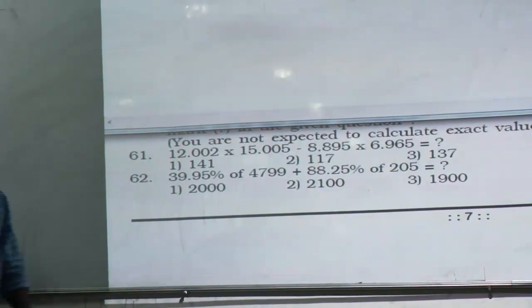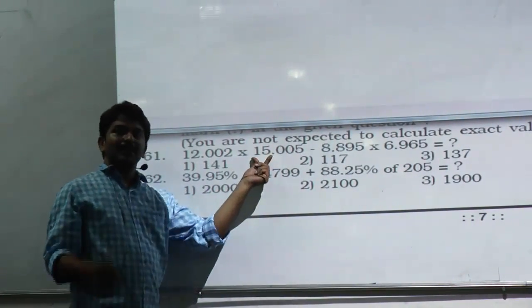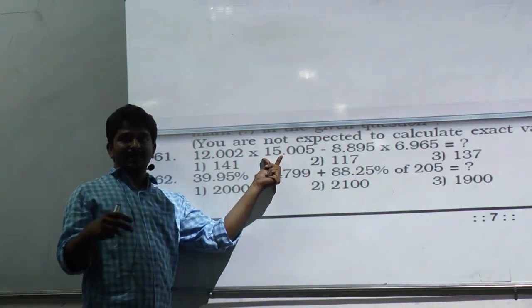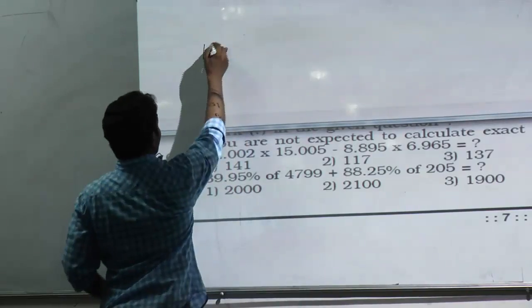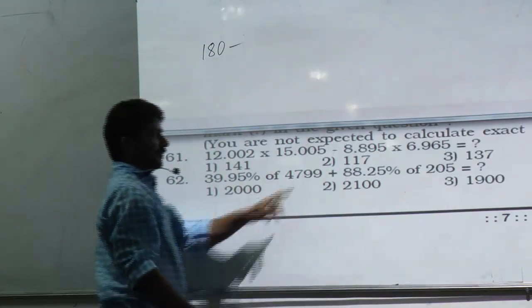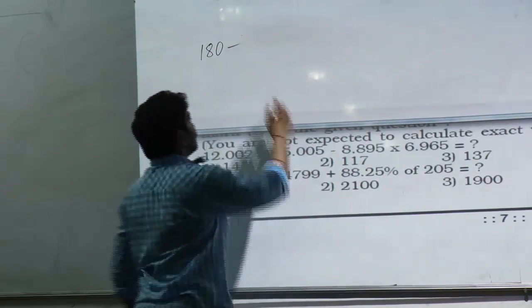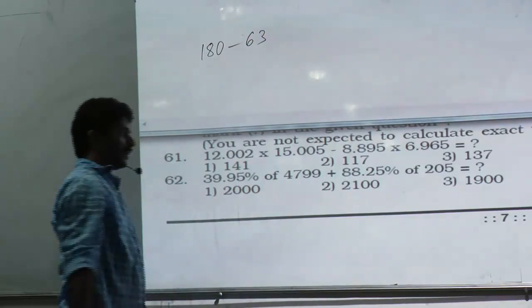Come on. 12 into 15. 12 10 times plus 12 5 times. 12 10 times 120 plus 60. 180 minus 9, 7 times 63. 117.